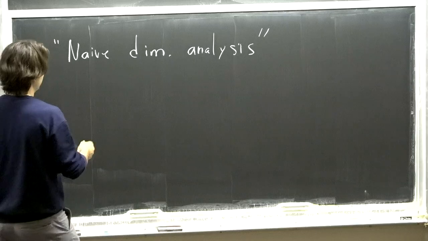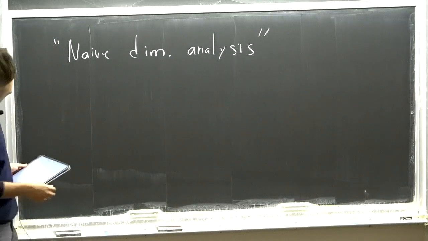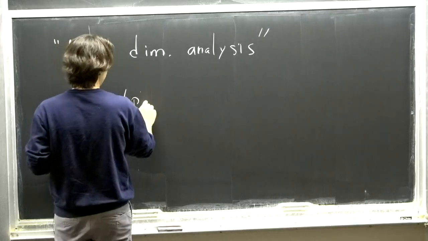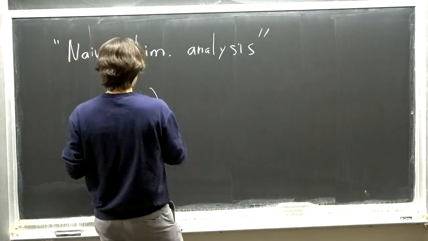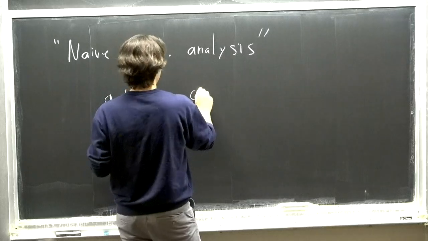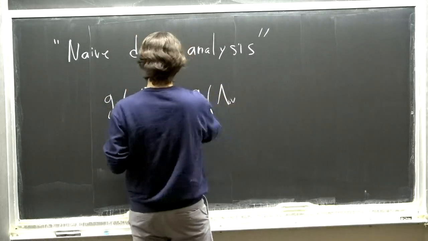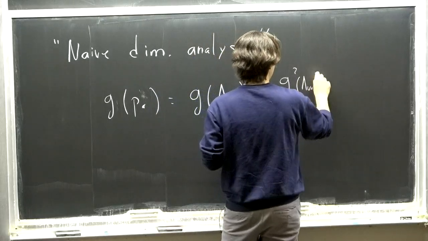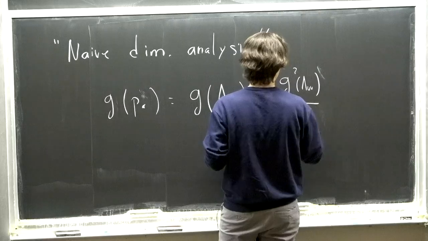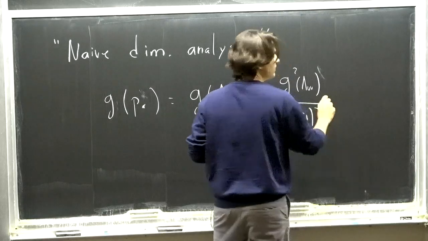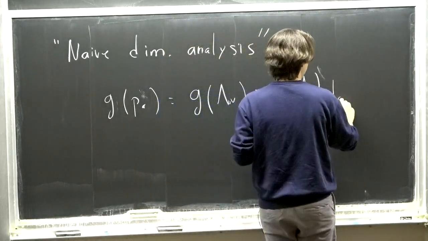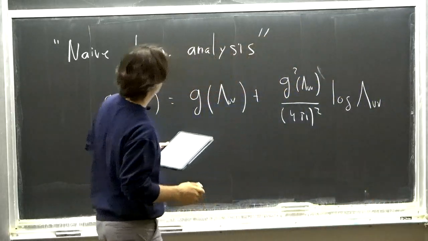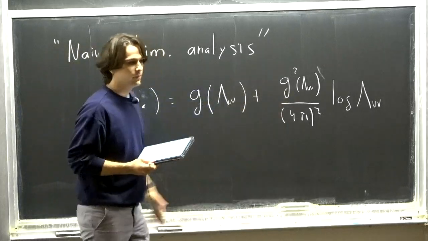The statement here is that, okay, we know that these coefficients typically run. So we know that if we study one of these couplings at some scale p star, then this will go like G at lambda UV. And maybe there's some one-loop correction. And typically, there's some powers of 4 pi in the denominator here, just coming from the loop integral.